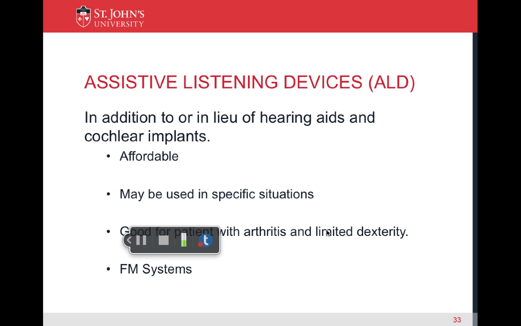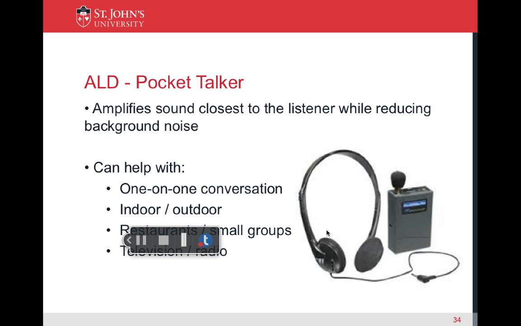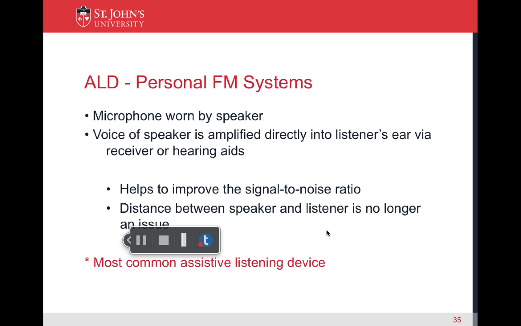Examples of assisted listening devices that you may come across include FM systems and the pocket talker. A pocket talker amplifies sounds closest to the listener while reducing background noise. Pocket talkers can be used in one-on-one conversations, indoors and outdoors, in restaurants, small groups, with the television or the radio. They are affordable and easy to use. There are also FM systems, which are a bit more expensive.